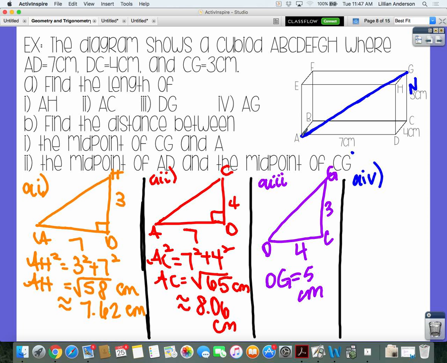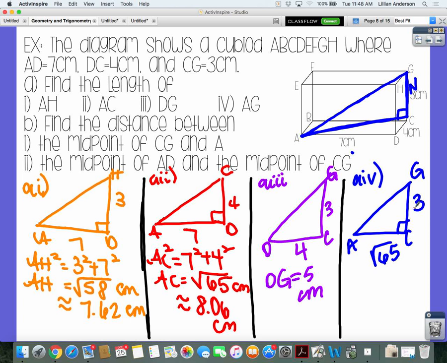What did you use for your triangle? AGD? It would have had to be this one. Did you guys use this one? ACG. There's your right angle right there. And you would have had to use your answer from part double I, which is the square root of 65, to figure out AG. And hopefully you use the square root of 65 or the long decimal, not 8.06.